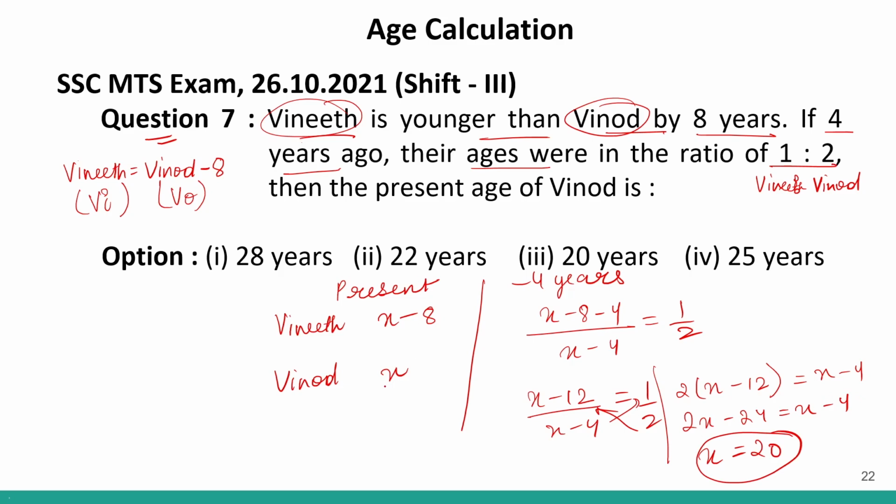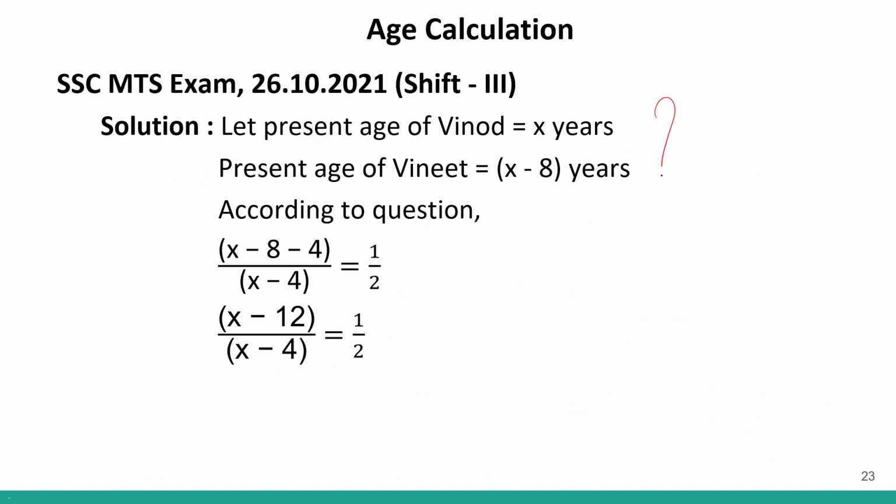Can we find their present ages? Yes. So Vinod will be 20 years old and Vineet will be 20 minus 8, that is 12 years old. In the question, we have to find the present age of Vinod. So the present age of Vinod will be option number 3, 20 years old. Clear? So this is the solution.